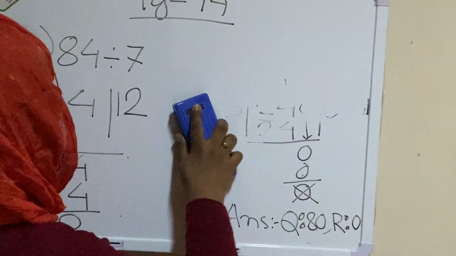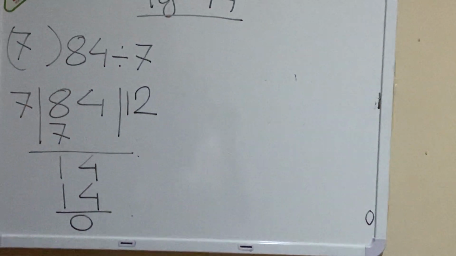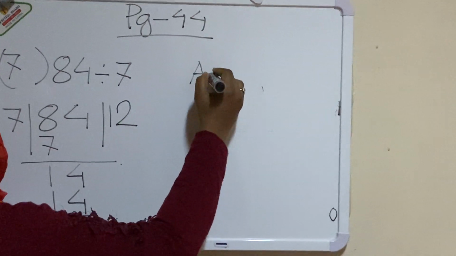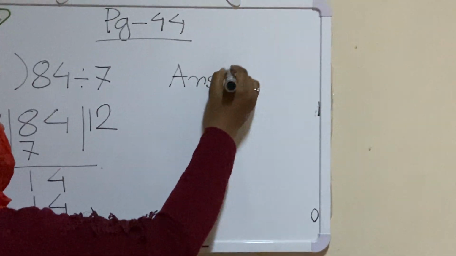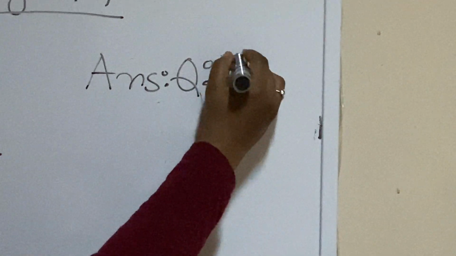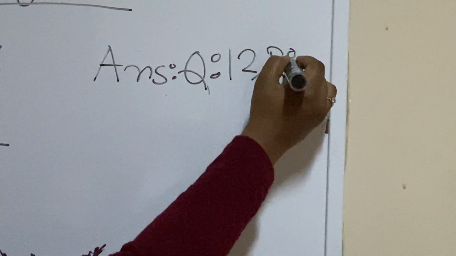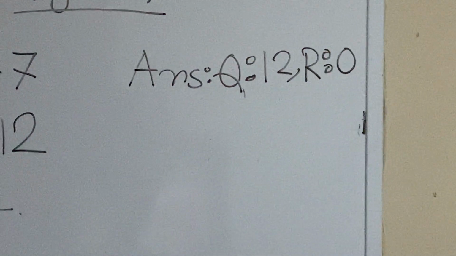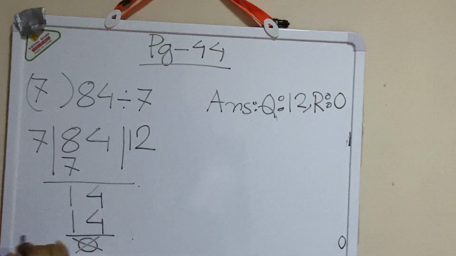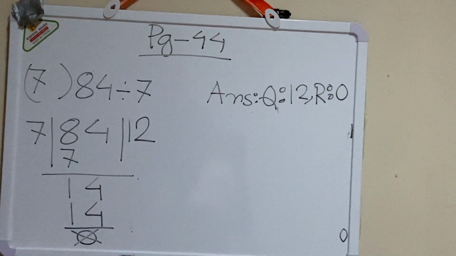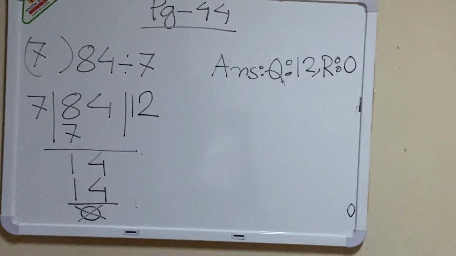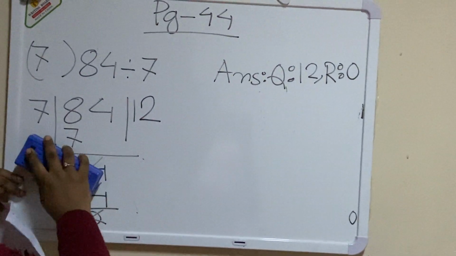Now write the answer of the number 7. I am writing here because there is no place down. Quotient 12, remainder 0. Okay, you can write here 0, 1, 0 after solving, or put the cross also as you wish. Try to do this one by yourself and see how I am doing the procedure.